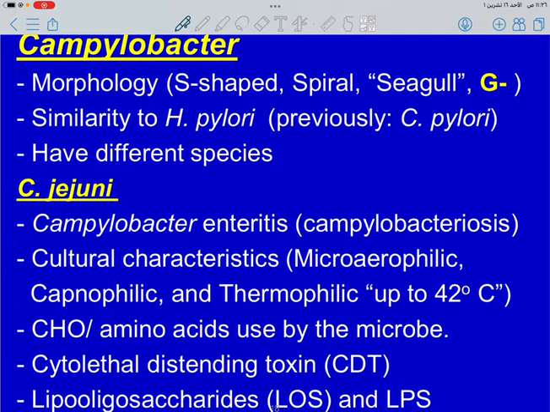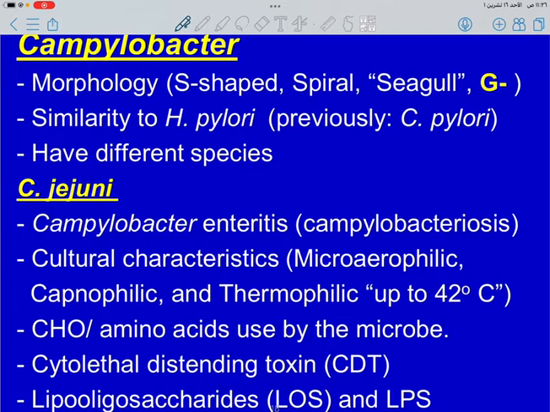Campylobacter can cause enteritis. شو enteritis معناتها؟ Inflammation of the intestine. Campylobacter enteritis. شو معنات enteritis؟ التهاب الأمعاء. And we call it campylobacteriosis. شو معنات campylobacteriosis؟ معناتها infection of the intestine.